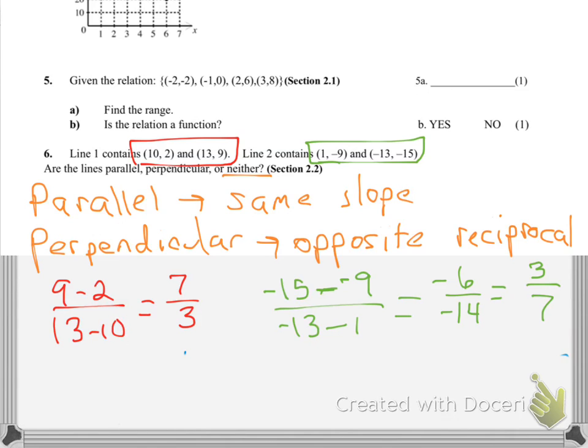When I look at these, they're the flip of each other, but they don't have opposite signs. So it's not perpendicular. They're not the same, so it's not parallel. So in this case, it's neither. I am going to go to the next slide. Please hit pause if you need to write this down.